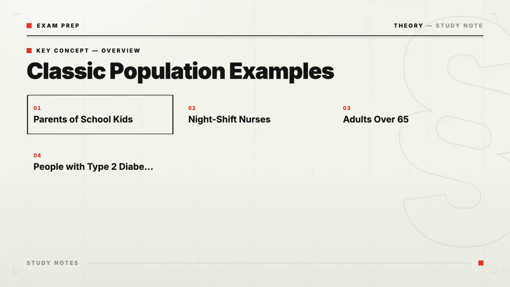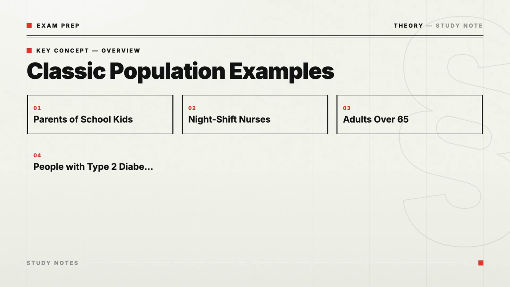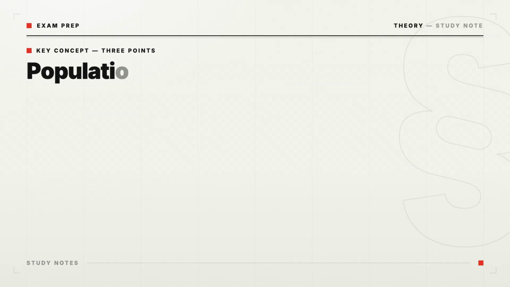The standard examples all illustrate the same absences. Parents of school-aged children wherever they live. Night shift nurses across many hospitals, all adults over 65. Everyone with type 2 diabetes. In each case, members are scattered and unacquainted, and the shared characteristic does all the definitional work.